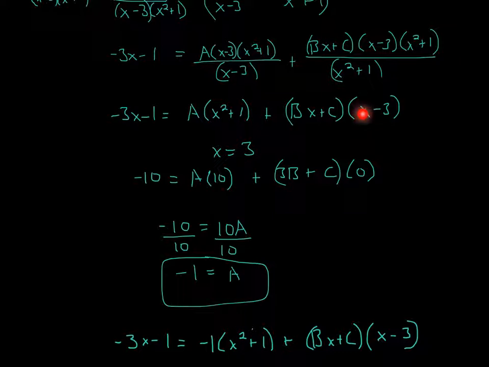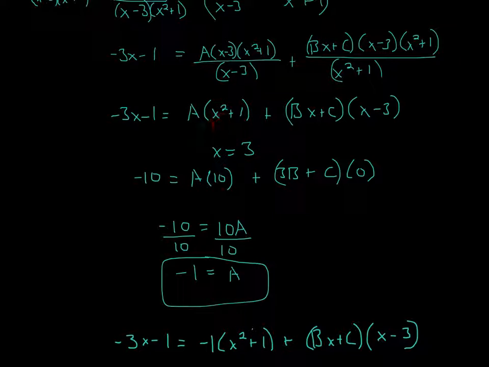So if I plug in 3 right here, it'll become 0. This entire thing will go to 0, as I show right here, because I plugged in 3 for everything. So for example here, I plugged in 3, it's 3B plus C, but since it's being multiplied by 0, this entire thing will go to 0.